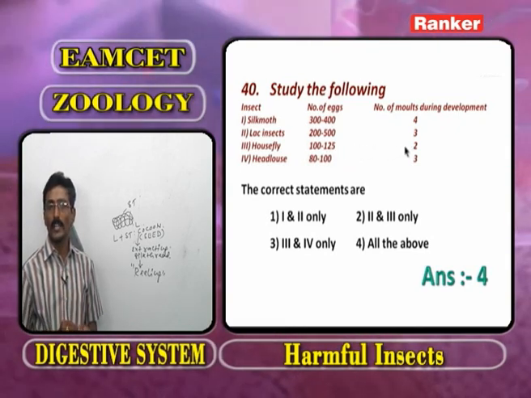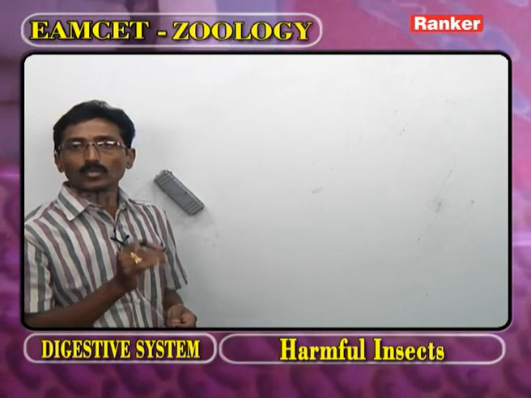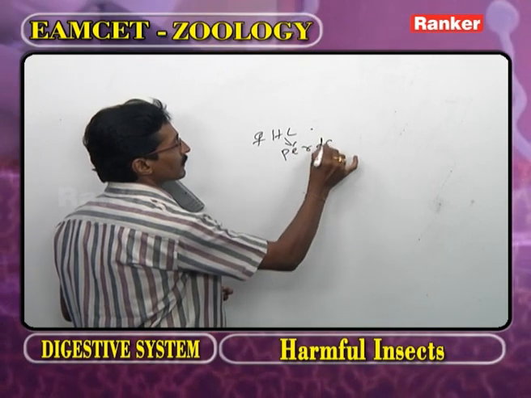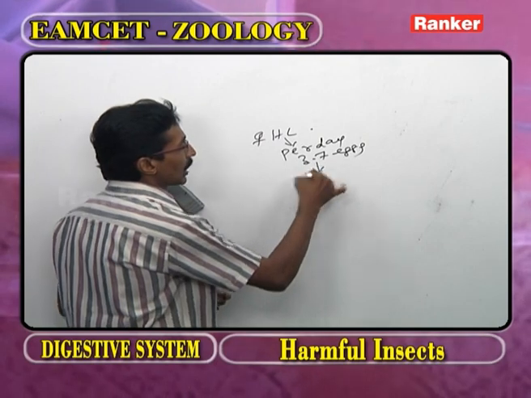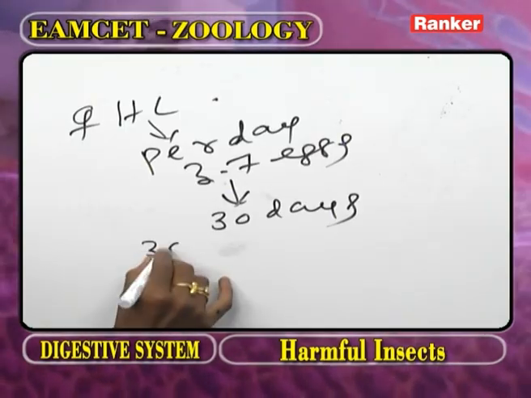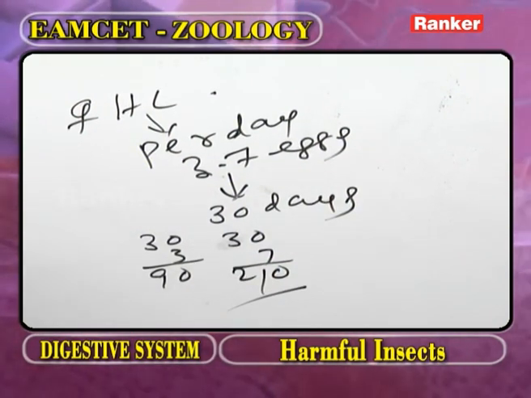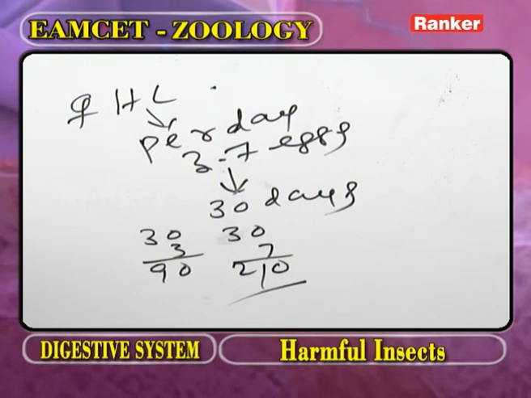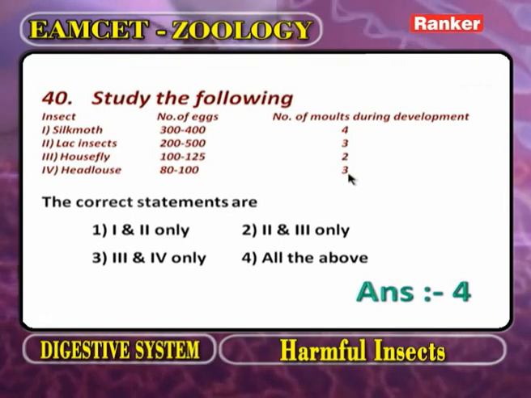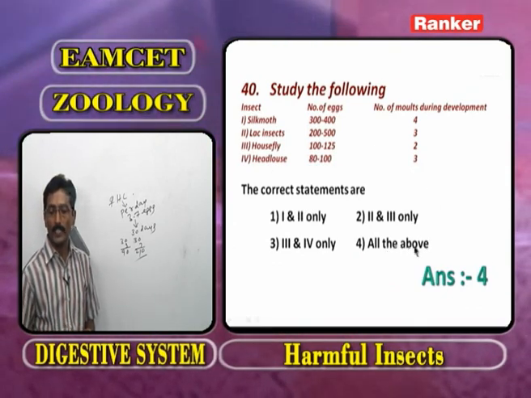Now the larva of housefly undergoes how many moltings? 2. Now the last one is headlouse. As we observe the headlouse, the female releases how many eggs? 80 to 100. Per day it releases 3 to 7 eggs. For how many days does it release eggs? 30 days. Now per day 3 eggs, 30 into 3, 90. Or per day 7 eggs. So the female headlouse releases in 30 days 80 to 100 eggs. Now in its life history, the larva undergoes how many moltings? 3 moltings. So all these 4 are correct. Now the correct answer is the 4th one.